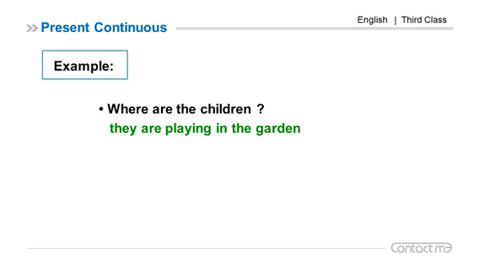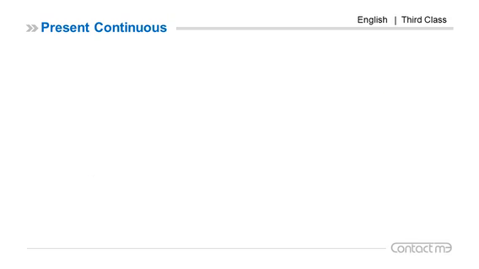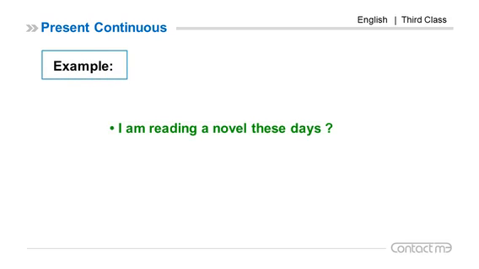Example, where are the children? They are playing in the garden. It means they are playing in the garden at the moment of speaking. Number 2, we also use the present continuous to talk about something which is in progress around the present, but not necessarily at the moment of speaking. For example, I am reading a novel these days. It is not necessary to happen at the moment of speaking, around the present or at the present time.